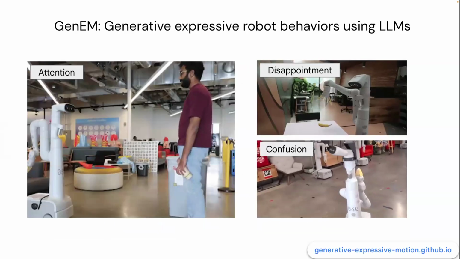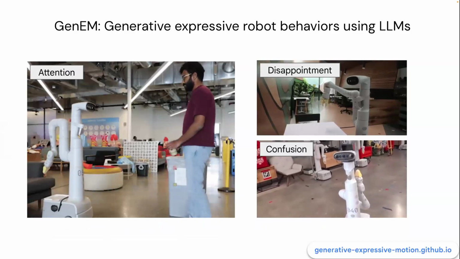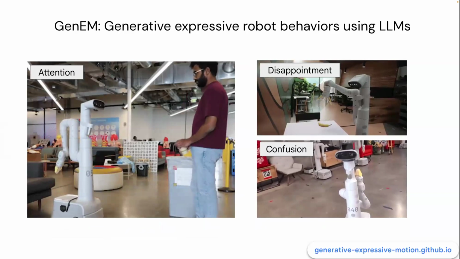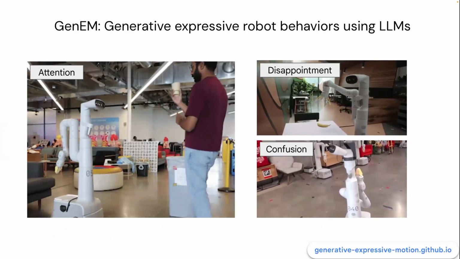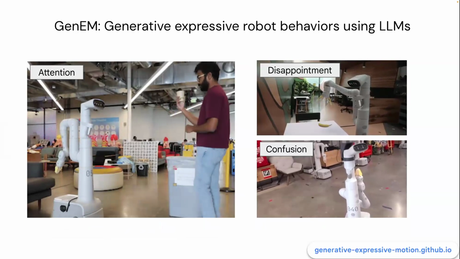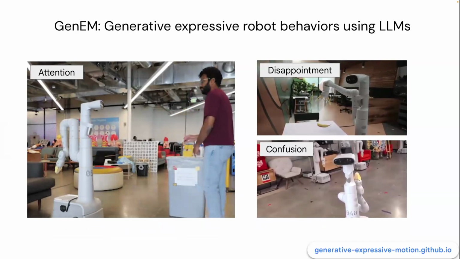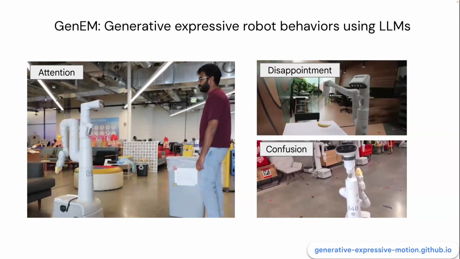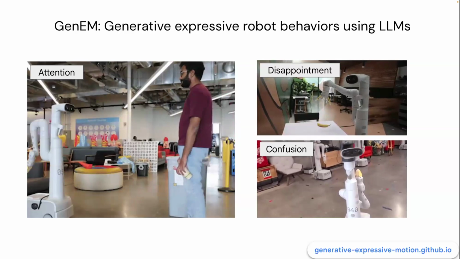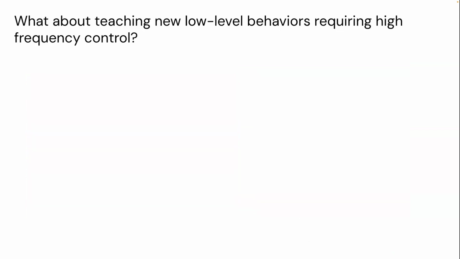So doing this, you can teach it to do things like attention. You can see, for example, the robot just came and looks at the object, and eventually it nods to show that it's paying attention. This was just Karthik playing around to see what behaviors he could teach. He also showed how to do disappointment and confusion. I'm not sure confusion is very clear. It's very confusing. You're like, what? Okay. So that was his interpretation of confusion.